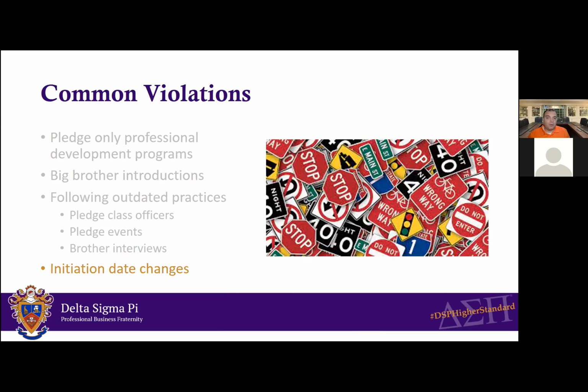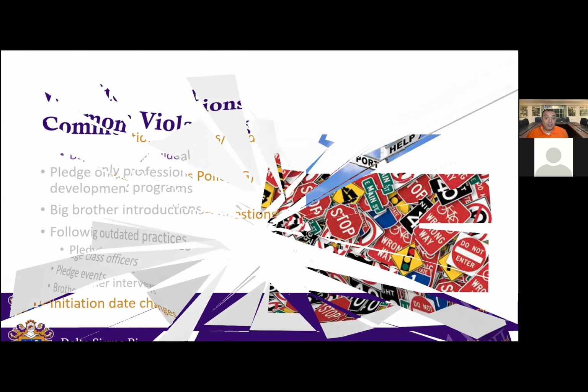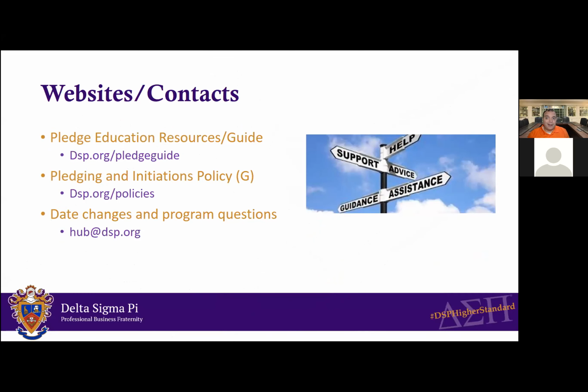Now I'll open things up for question and answer. I did want to reiterate a couple of websites and contacts to assist you as you're facilitating the program. Remember, you can access all the Pledge Education program resources and the Pledge Education Guide at dsp.org/pledgeguide. If you have questions about the pledging and initiations policy, you can look at your approved program in the hub, or find it under letter G of our national policies and procedures by visiting dsp.org/policies.